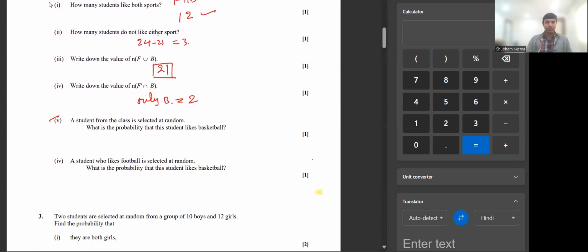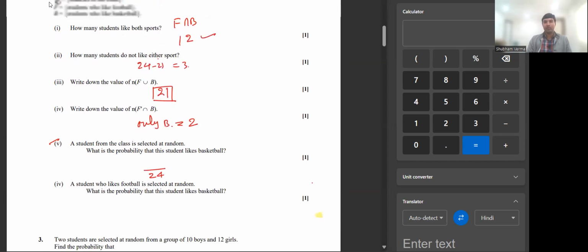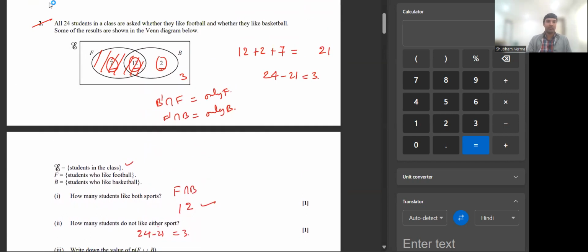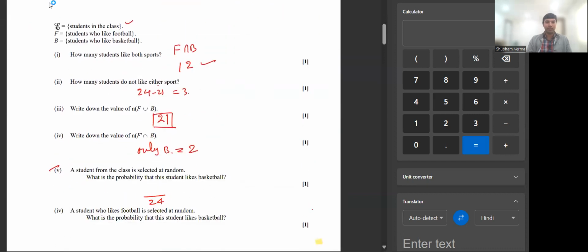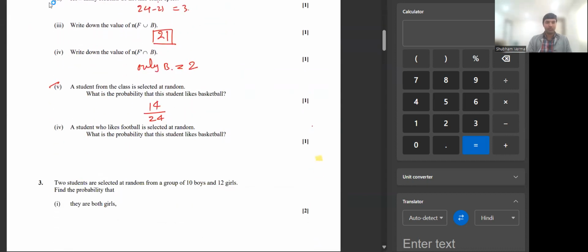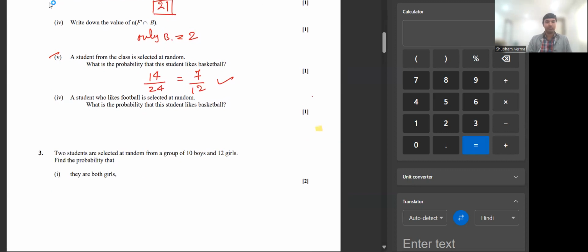Next question. A student from the class is selected at random, right? So the total number of students is 24. So we'll write it down as the total sample space. What is the probability that the student likes basketball? So how many students are there who like basketball? 12 plus 2, okay, 14 students who like basketball. So 14 over 24, we can simplify this expression and write it as 7 by 12. That is your answer.